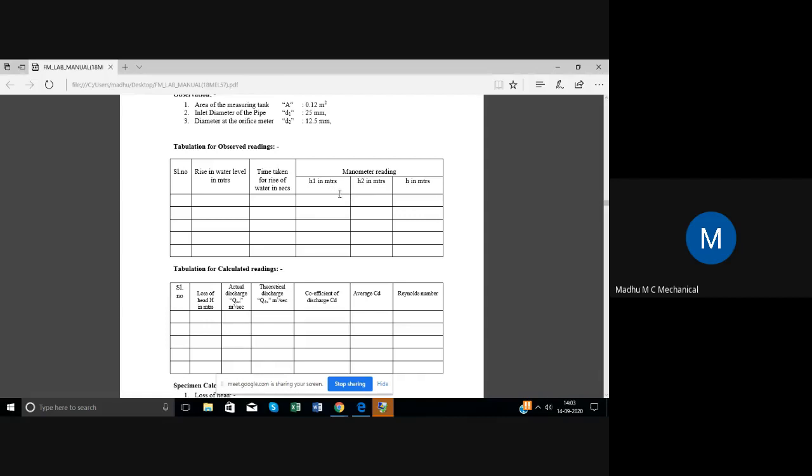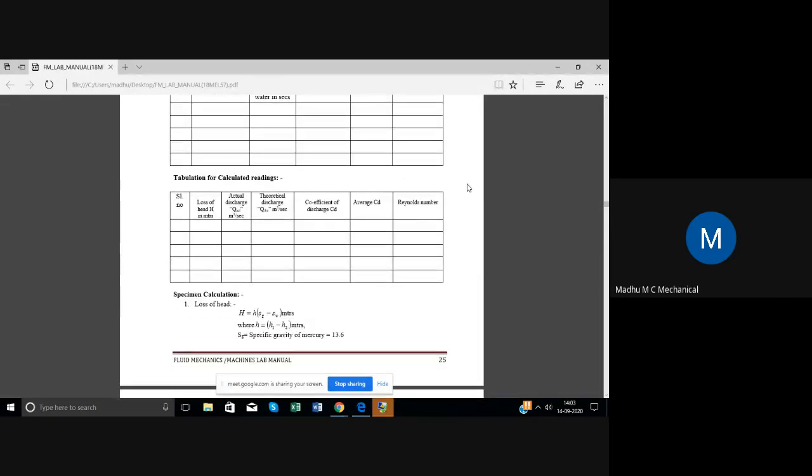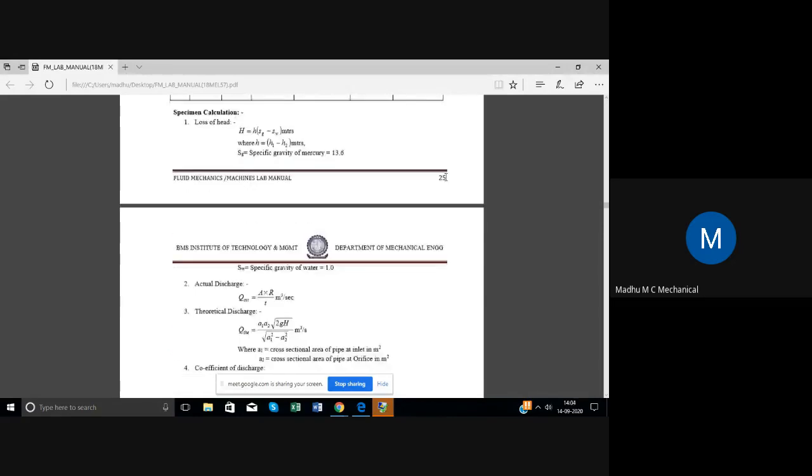Let H1 be the manometric column height in the left limb and H2 be the manometric column height in the right limb. The difference of H1 and H2 will give you h in meters. Now remember one thing, the manometric reading will be in centimeters. You have to convert it to meters. Next, let us come to the calculation part.